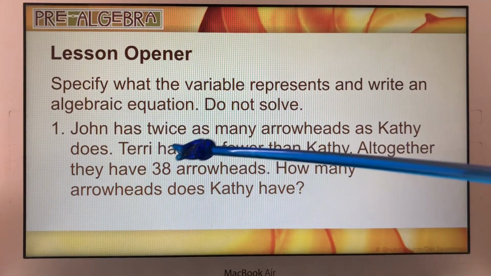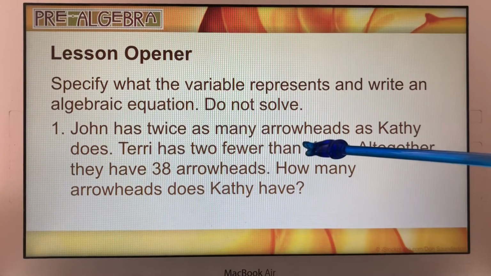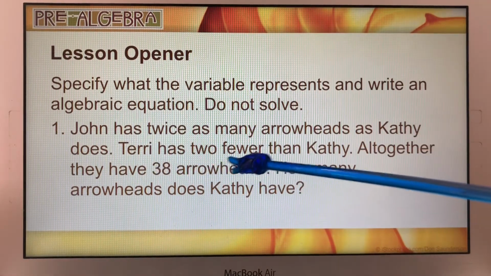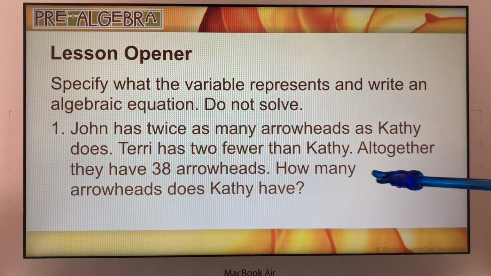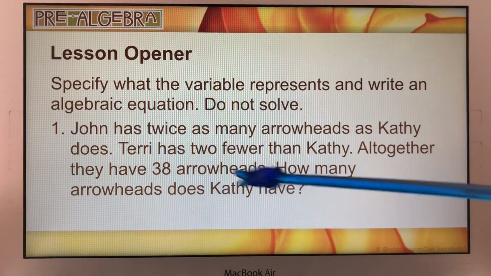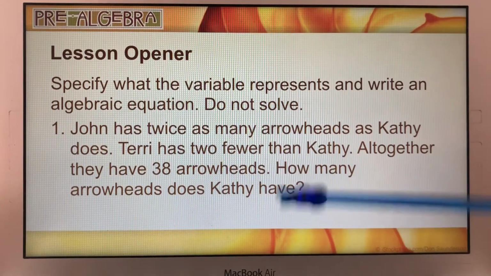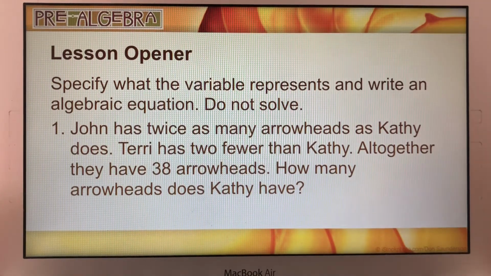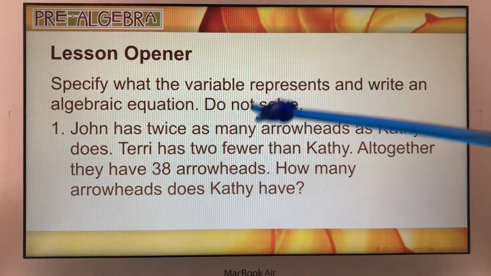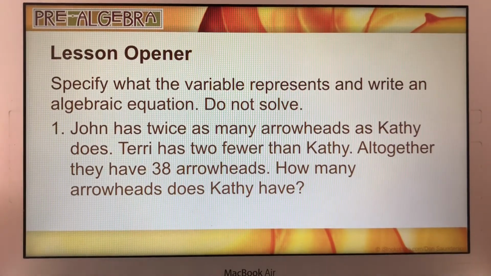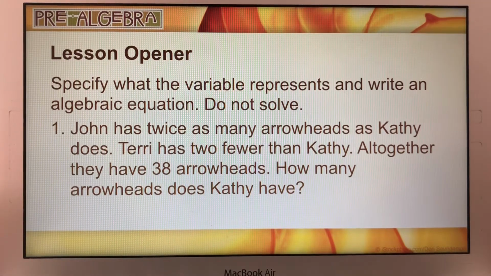John has twice as many arrowheads as Kathy. Terry has 2 fewer than Kathy. Together, they have 38 arrowheads. How many arrowheads does Kathy have? So we want to define our variables, right? We've been doing that a lot before, and so we're just continuing that again here.